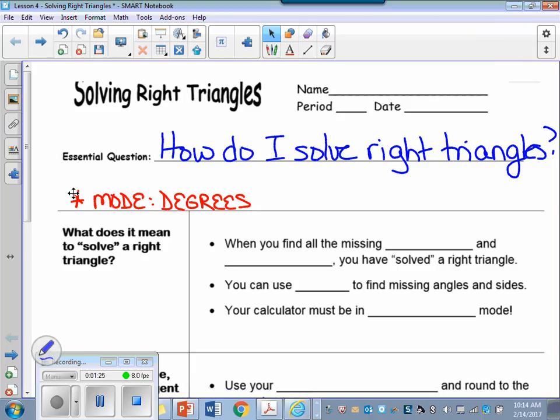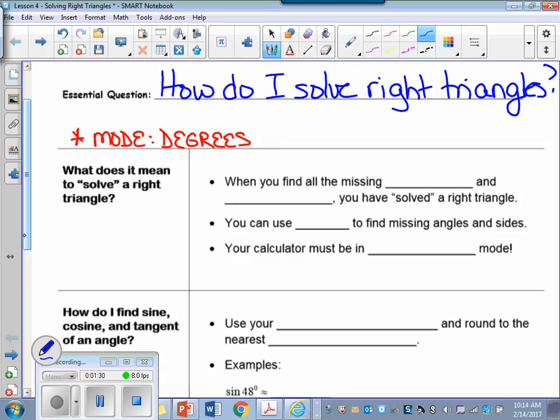Well, first off, what does it mean to solve a right triangle? Solving a right triangle means find all the missing angles and sides. When you've done that, you have solved the right triangle. Okay, you can use trig to find the missing angles and sides, but your calculator must be in degree mode. Okay, when we clear calculators for the SOL, it goes back to radians. So that's the first thing you need to do when you sit down to the SOL, is put your calculator in degree mode.